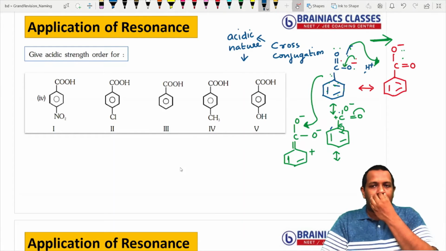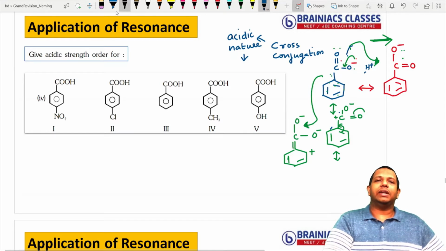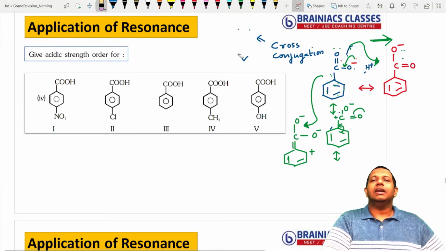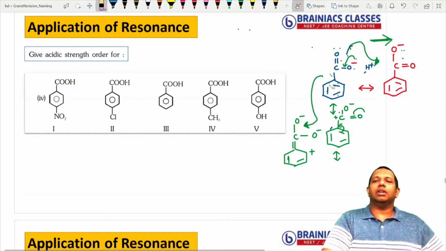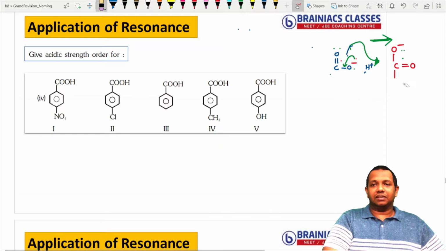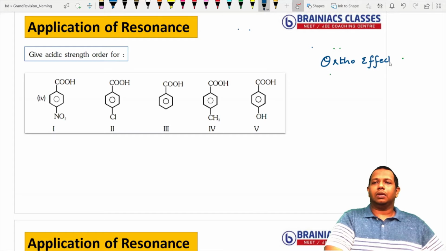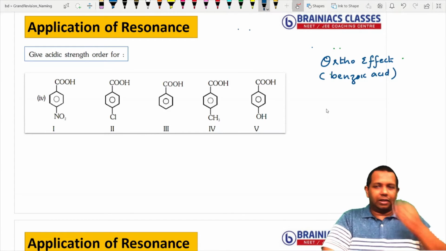Okay. Now I hope you understood what is cross conjugation. Now I will explain another effect associated with benzoic acid, that is called ortho effect. What is ortho effect? Let me explain, then you will understand. Please understand this ortho effect is applicable only for which one? Benzoic acid. So you can give the heading like ortho effect. This ortho effect is applicable only in benzoic acids. Okay, what does ortho effect mean?